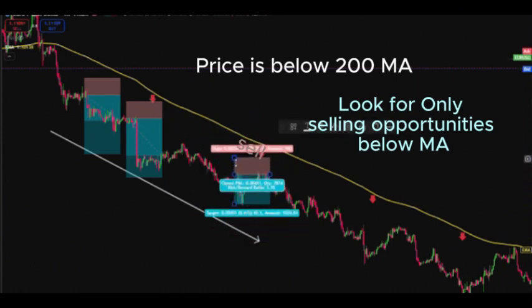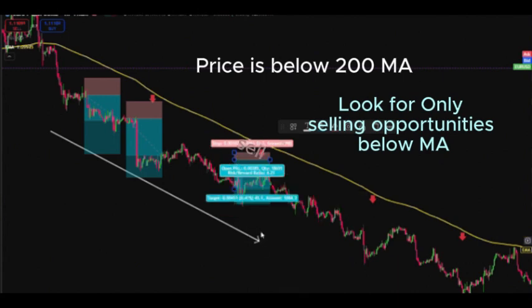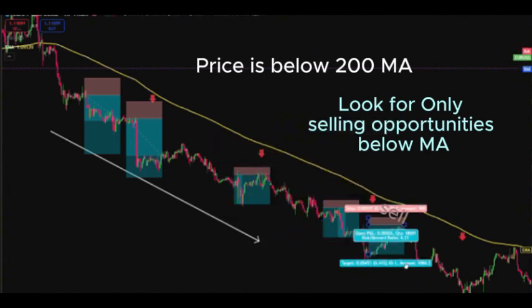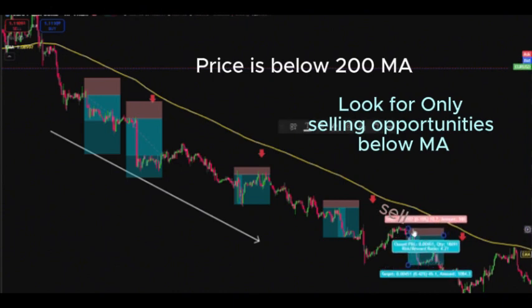As you can see, you sell below the moving average. All those are illustrations. I'm just demonstrating to you how you could have actually sold below the moving average in this case. All right, so we are looking for selling opportunities in this case.